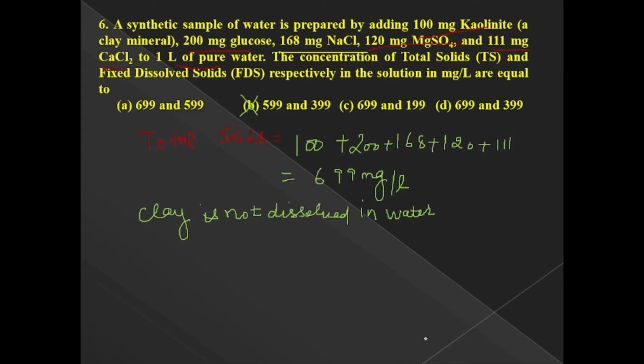Okay, so total dissolved solids. Dissolved solids will be equal to total solids minus, here the only non-dissolvable solid is clay. So our answer is 699, that is our total solids, minus 100, because 100 is the clay. So our final answer is 599 milligram per liter as dissolved solids. So our option number A is the correct option. Okay, please note it down.